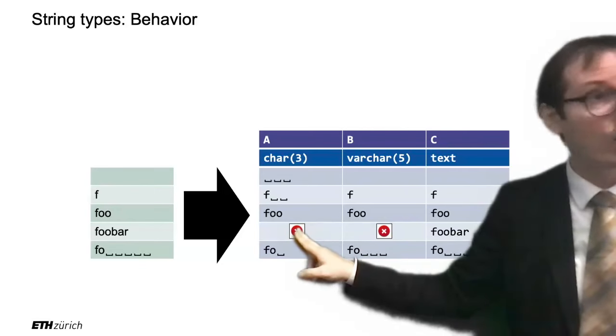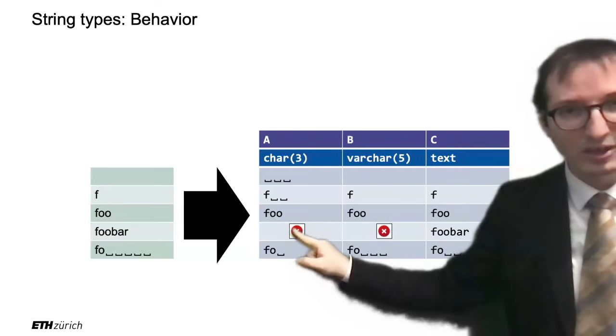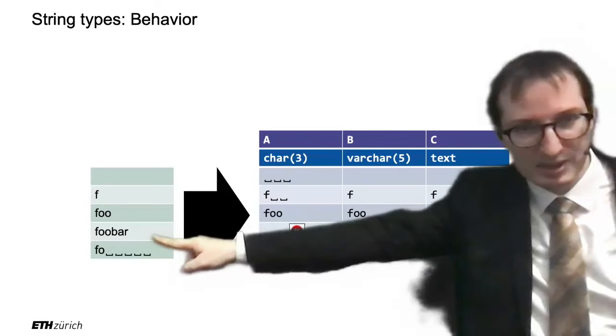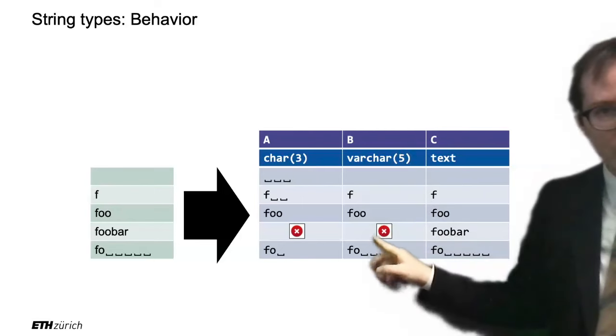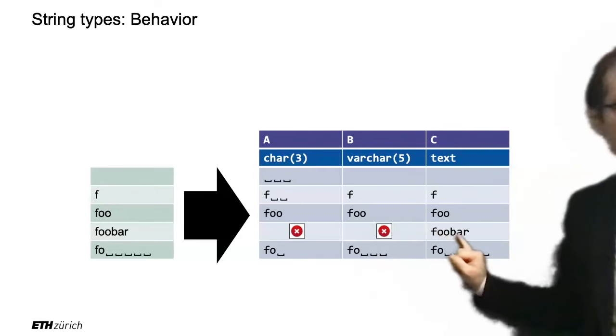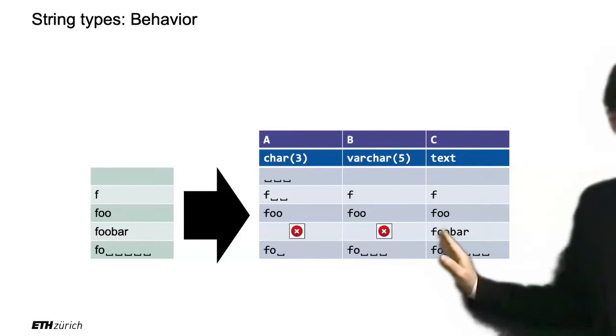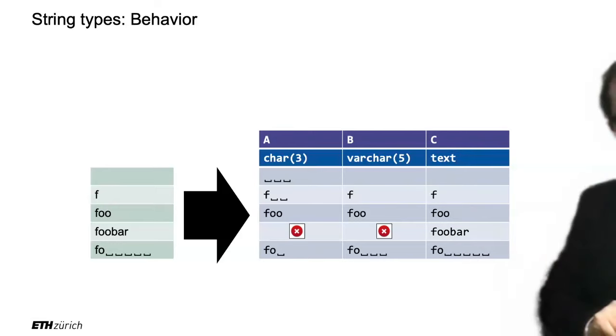They will throw an error and not let you do it, right? So here you get an error because six letters here is more than 3. Here it's also more than 5, so you get an error as well. And here you don't get any error because that's any number of letters. So here you can just put it in there, right?